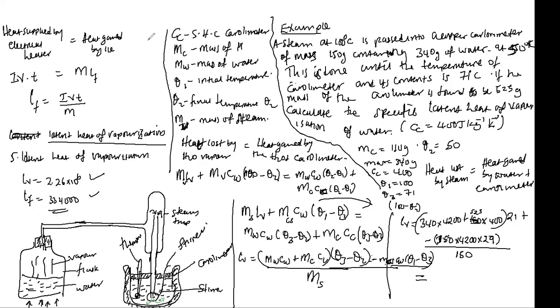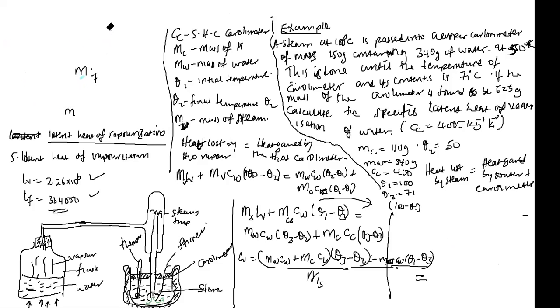Excuse me, teacher. Yes, please. Teacher, the mass of the calorimeter is the one which is 150. Listen to this. They said steam at 100 degrees Celsius is passed into a calorimeter of mass... Oh, no, let me see. Hey, you're right. We don't know the mass of condensed steam, do we? Let me try it again here. Yeah, I've got your point. I think I missed out something.